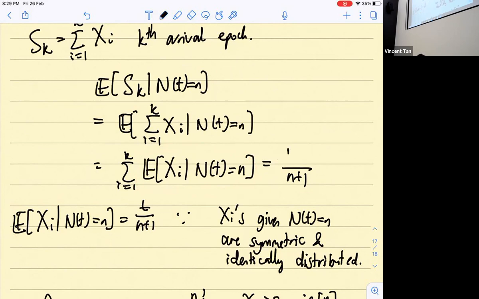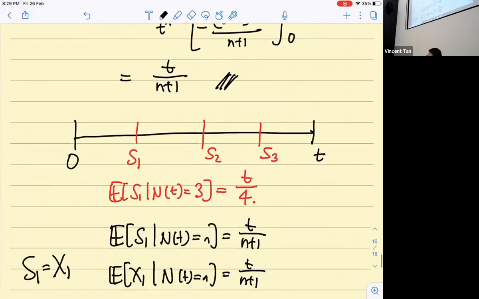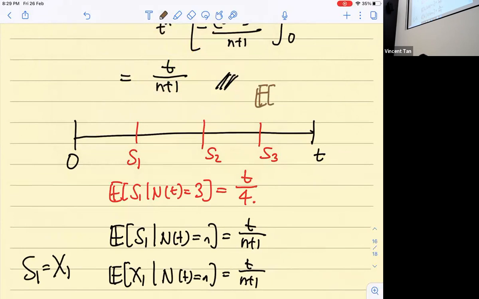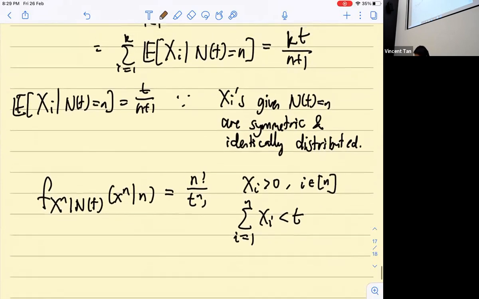All of them have the mean t over n plus 1. So k of these people have the mean kt over n plus 1. Do you agree? So in particular, in this picture here, if k is equal to 3, then we have proved that the expected value of S3 given N(t) equals n is equal to 3t over 4. Okay? Agree? Any questions? I went through this 2 times.